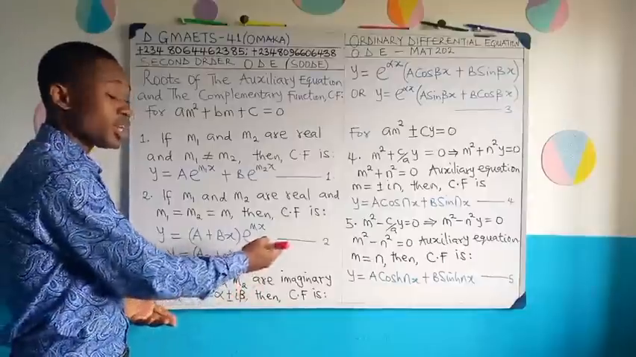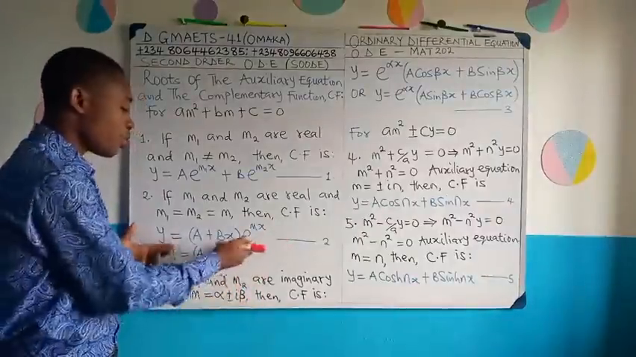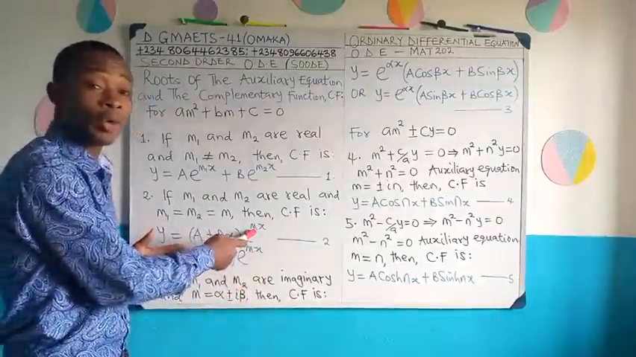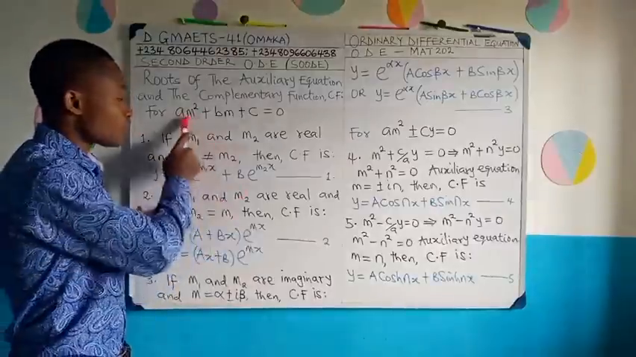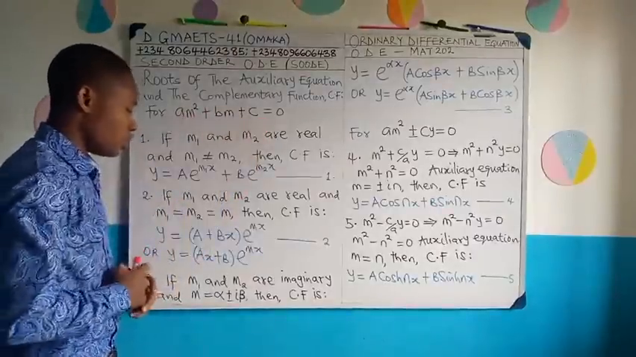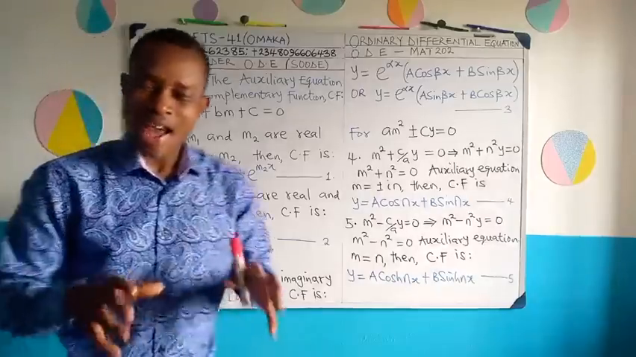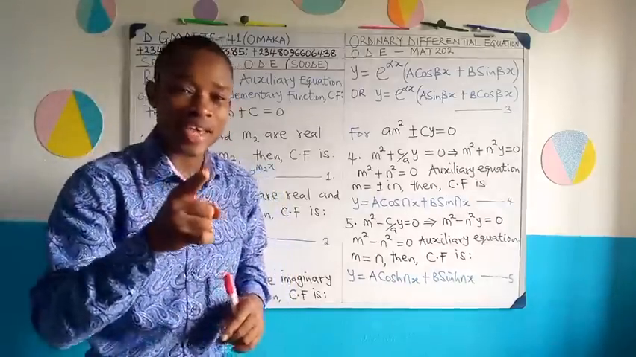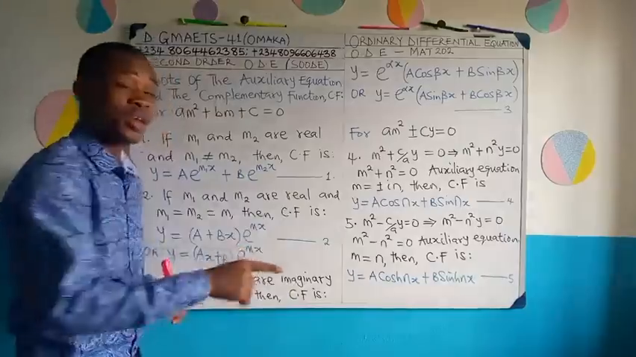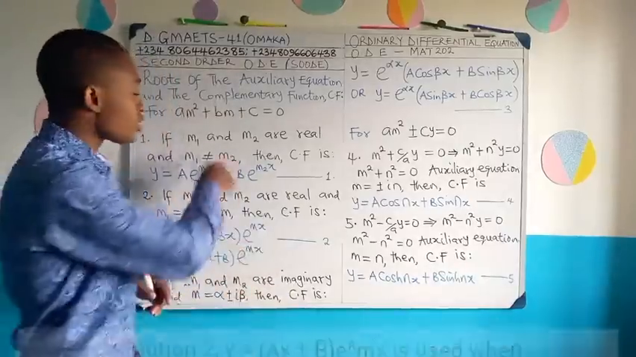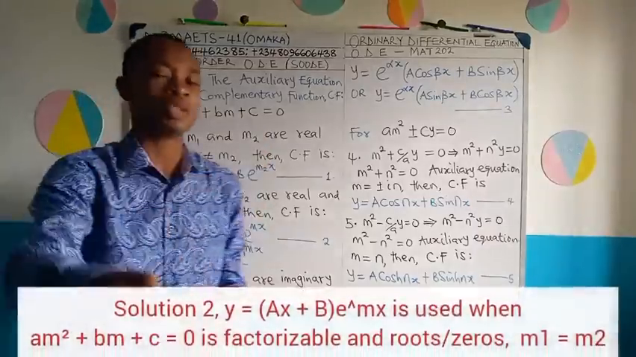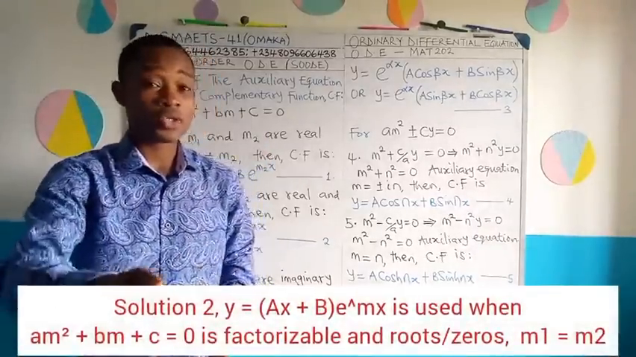Hence, this is the solution that goes for it. All you need to do is to copy this solution and then substitute for n, which is the root you obtain from solving this auxiliary equation. I hope you're following. Once again, this solution is used when the quadratic equation, that's the auxiliary equation here, is factorizable. Put this down as well too.